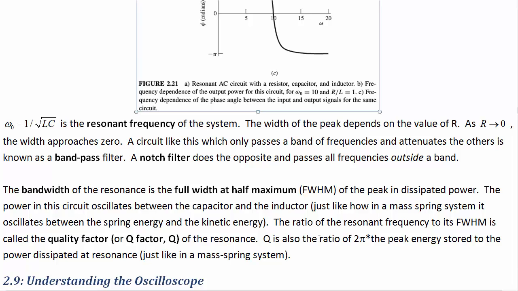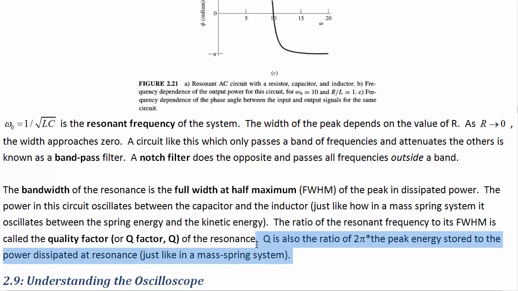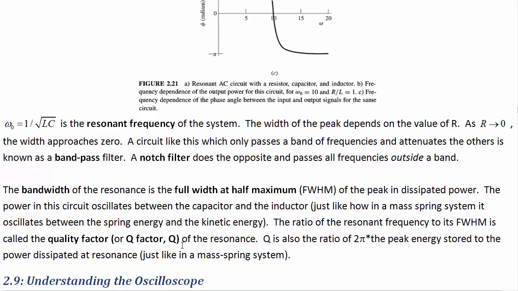Another definition is that it's the ratio of 2 pi times the peak energy stored to the power dissipated at resonance, just like in a mass spring system. You may have seen that in second year. Now, this is another definition of the quality factor. Does that mean that you have to know which definition we're using when we talk about quality factor? No, actually, the two definitions turn out to be equal.